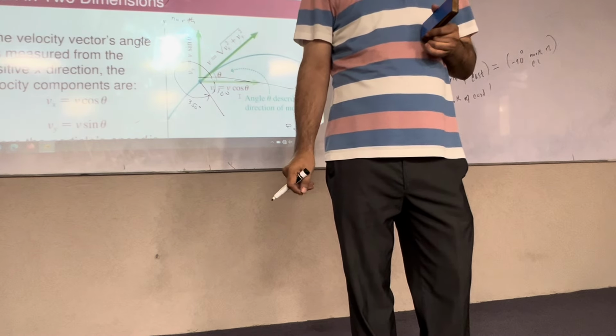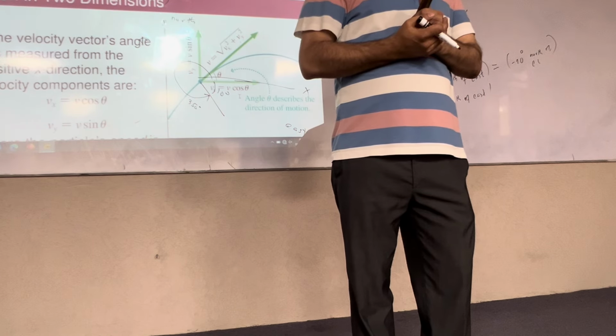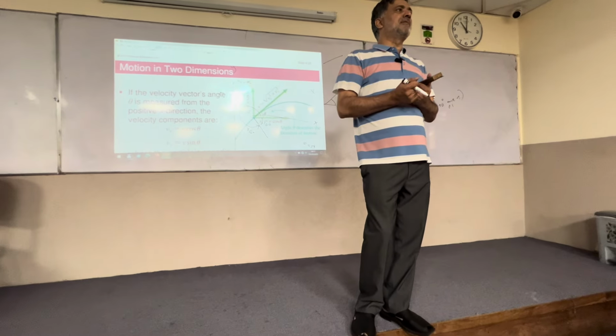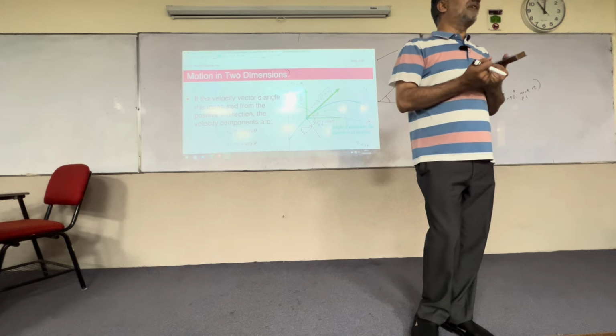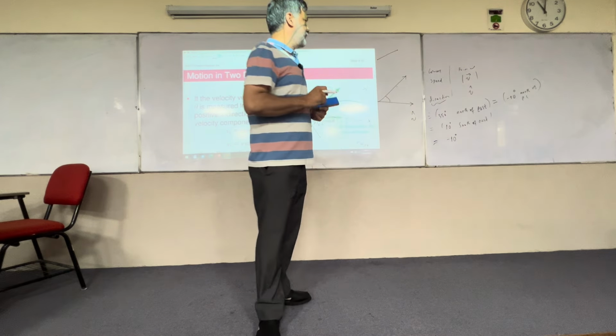Understood? It's like a loss of 10 rupees. Yeah, it is a gain of negative 10 rupees. So I cannot say a loss of negative 10 rupees. A loss of negative 10 is actually a gain of 10. So you need to fix that thing in your brains. Okay?